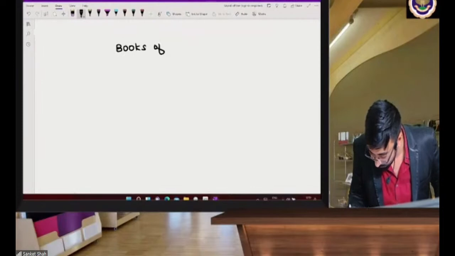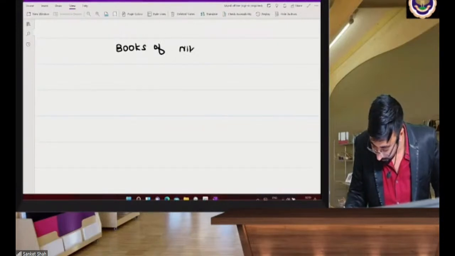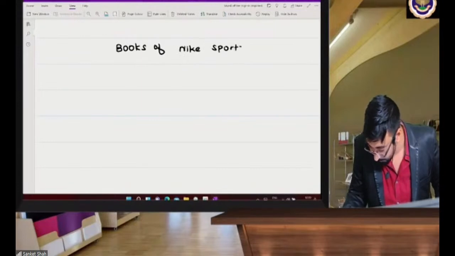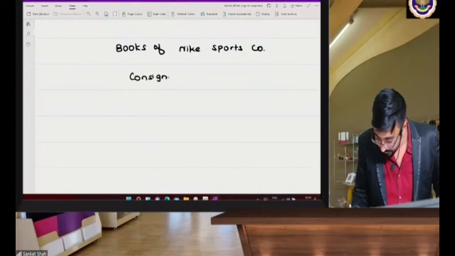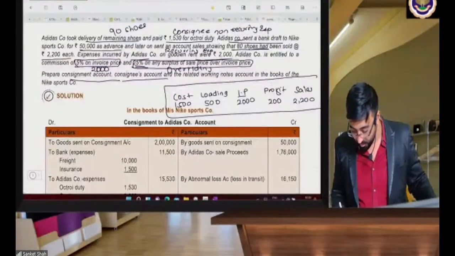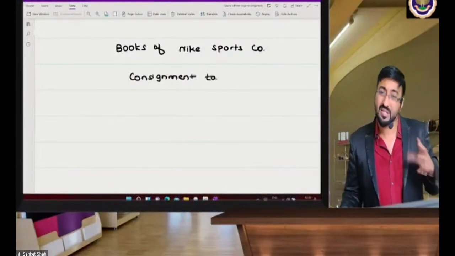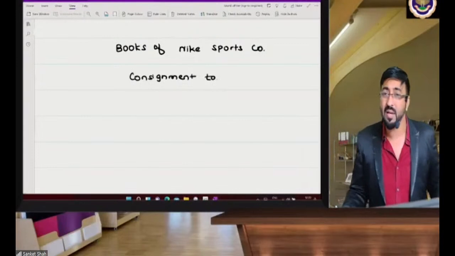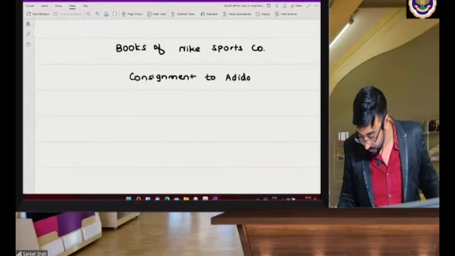Books of Nike Sports Company, write down. Consignment. Now I say, writing not only consignment account. In the study material we can write only consignment account, but you can give the name consignment to whom. So consignment to Adidas company account.